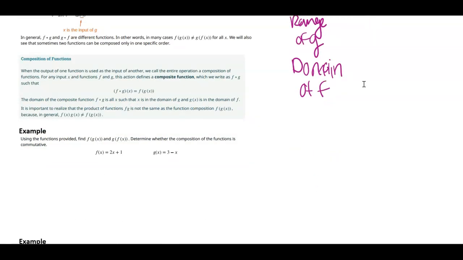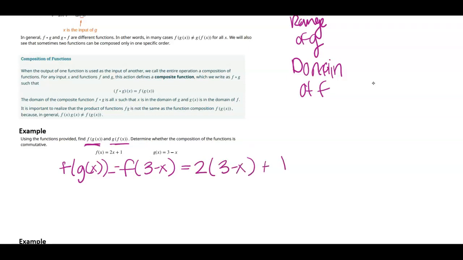All right, so one thing that I want us to look at is that we might not always get the same function if you do f of g of x and g of f of x. It is very possible that you get two different functions and that you can't just call them the same thing and switch them around. So if I wanted to take f of g of x, then that's f of 3 minus x. And so everywhere I see an x in f of x, I plug in 3 minus x. So I get 6 minus 2x plus 1, which would be 7 minus 2x.